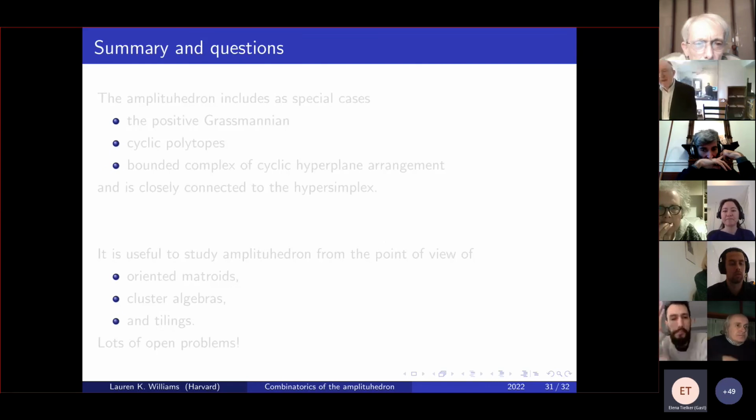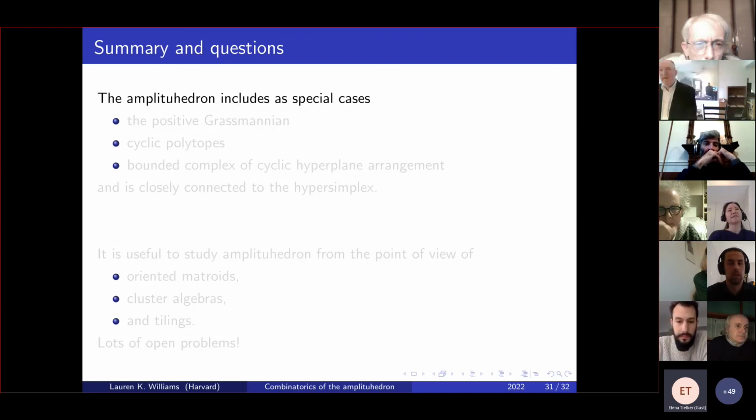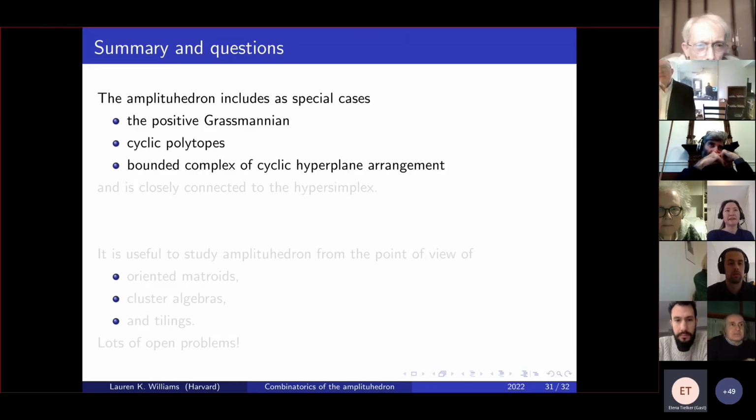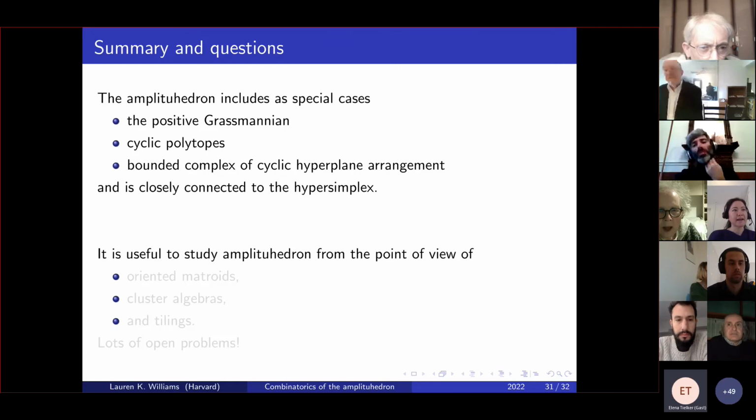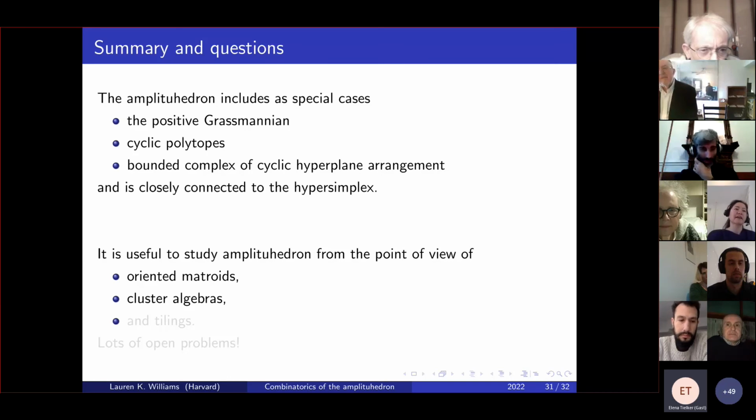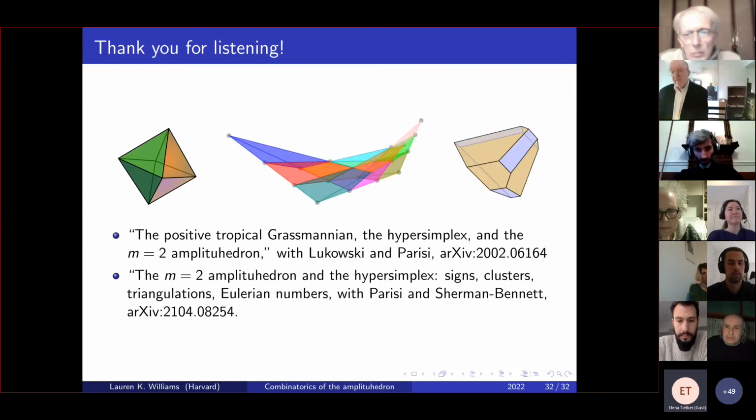Okay, so let me just wrap things up by giving a little summary. The amplituhedron, I hope I've convinced you, is an interesting object, which includes as special cases the positive Grassmannian, cyclic polytopes, and the bounded complex of the cyclic hyperplane arrangement, and also is closely connected to the hypersimplex. And it's useful to study this amplituhedron from the point of view of oriented matroids, cluster algebras, and tilings. And there are many open problems. And so thank you very much for listening. And these are the main references for my talk.